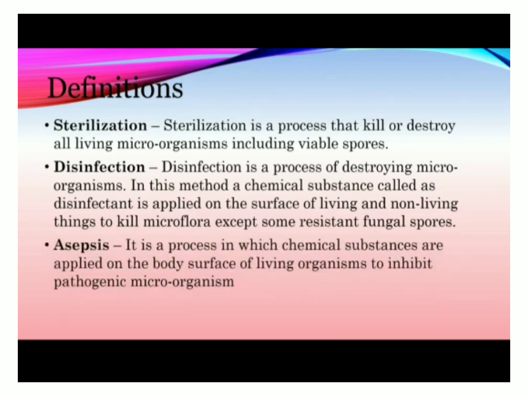The third one is asepsis. It is a process in which chemical substances are applied on the body surface of living organisms to inhibit pathogenic microorganisms. So, this process is carried out only on living organisms. Pathogenic microorganisms means the organisms which are able to cause an infection or disease to human beings or animals.